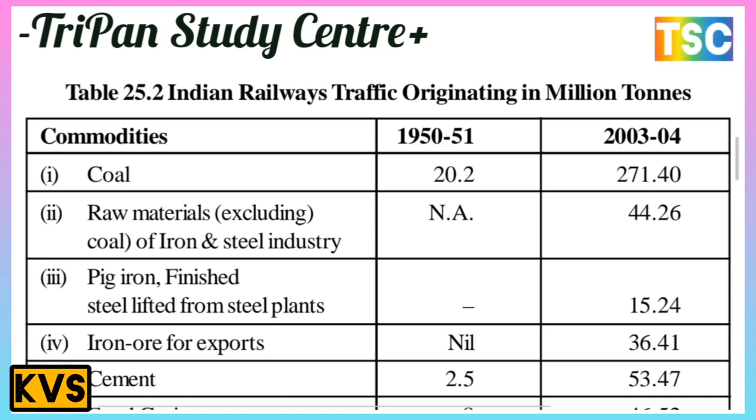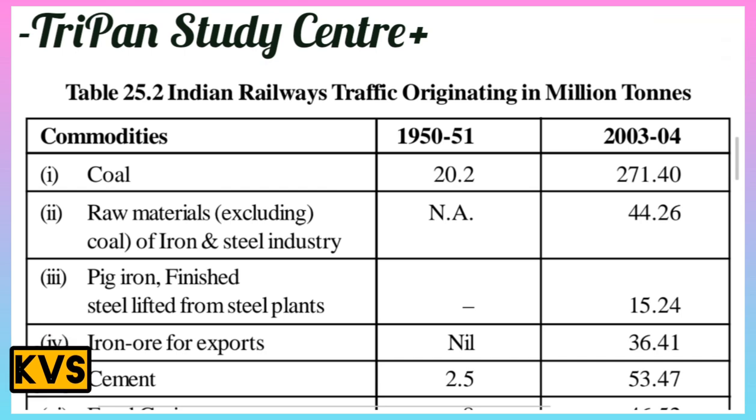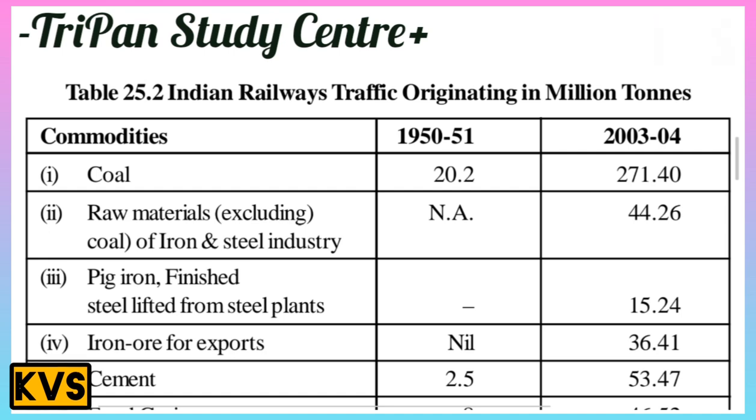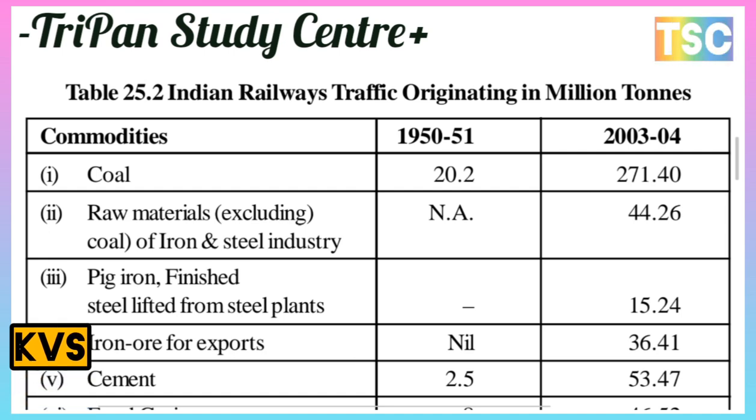And in 2003-04, 271.40 million tons. For raw material for steel plants excluding coal, it is not applicable in 1950-51, but in 2003-04 it is 44.26 million tons. For pig iron and finished steel from steel plants, in 1950-51 it is not applicable, but in 2003-04 it is 15.24 million tons.